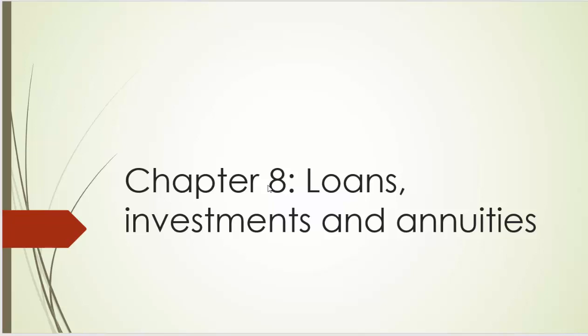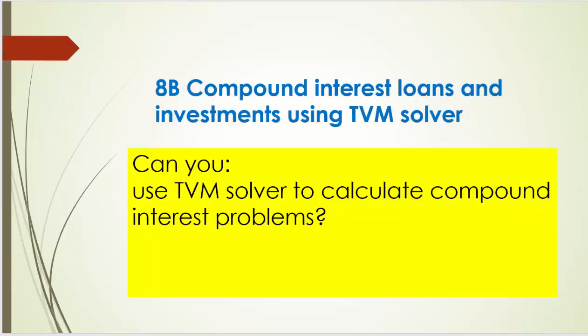Continuing on with Chapter 8, which is all about loans, investments and annuities. Our learning intention today for exercise 8B is understanding compound interest loans and investments, money in and money out, using something called the TVM solver.